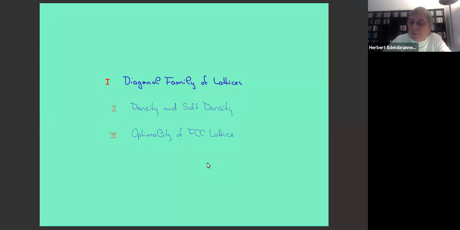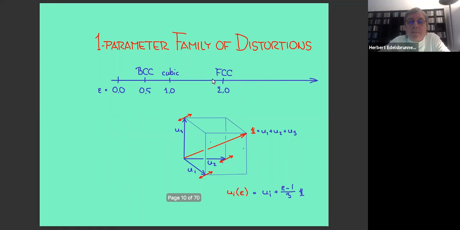All right. So perhaps I start with a diagonal family of lattices. So that's a one-dimensional family or a line of lattices. It will contain the BCC lattice for epsilon equal to 0.5. Epsilon is going to be my parameter along the line. It starts at 0, only positive epsilons. Otherwise, I get the cubic lattice at 1.0 and the FCC lattice at 2.0.